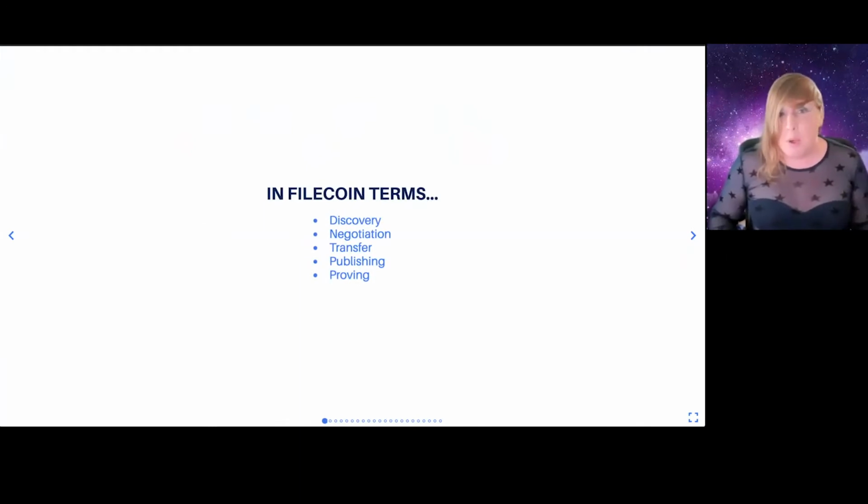We use a couple of different pieces of terminology. When we seal our agreement, we refer to that as publishing because we are putting the deal that we're going to make on chain. And we refer to the final stage, where storage is verified and funds are incrementally transferred, as the proving.